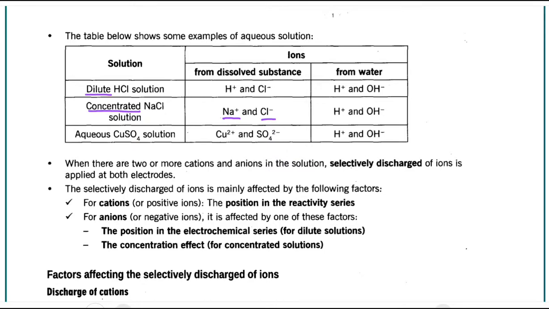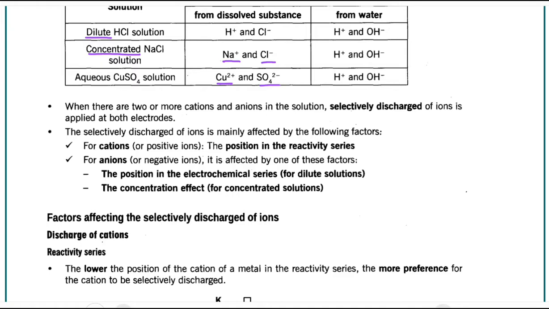that aspect will also even affect when we look at the discharge of ions at the respective electrodes. Also, we have the aqueous copper(II) sulfate solution. It just means that it is in water, or it is a solution, right? Then we have the copper ion, as well as the sulfate ion, and we also have the water ions, right? So there are more cations and anions in the solution.